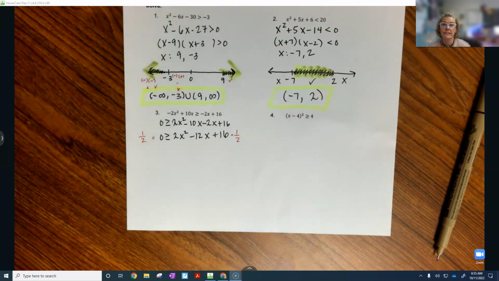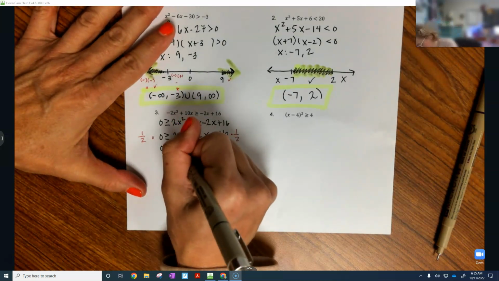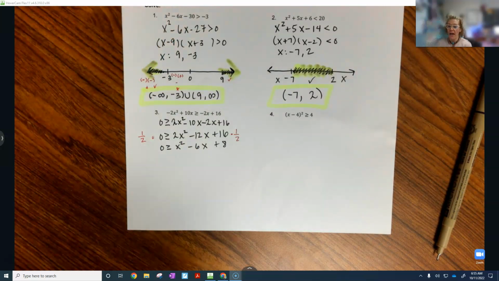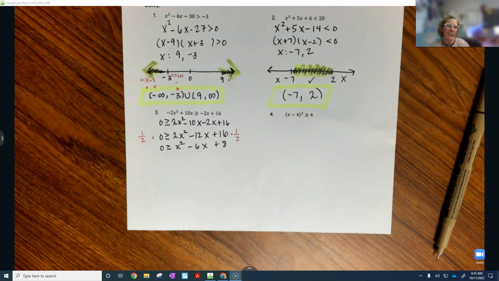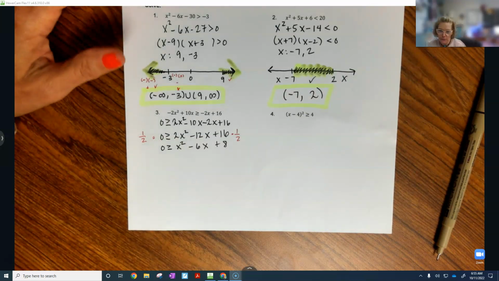So here's where it's solve ready. So it's going to be 0 is greater than or equal to x squared minus 6x plus 8. Remember, that's when it's solve ready. So I'm going to analyze my inequality symbol. Notice my inequality symbol is open towards the answer, so I should have an and statement that looks like that. So let's go ahead and factor.